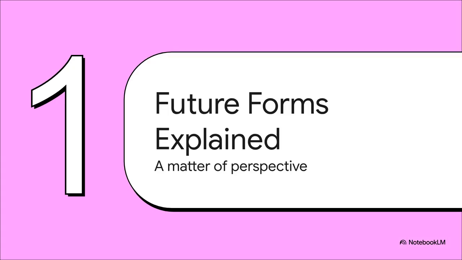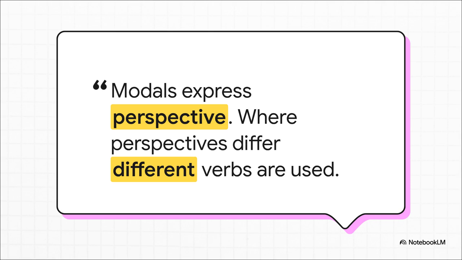Section 1. English future forms explained. Our expert from the Learn English team, Peter M., points out something absolutely crucial here. He says, modals are used to express perspective. Where perspectives differ, different modal verbs are used. Basically, our grammar choices depend heavily on how we view a situation. Two people can talk about the exact same future event, but use completely different tenses, just because the perspective is different. One person might see an event as a solid, unchangeable fact, while someone else sees it as a spontaneous guess. It's not about objective reality, guys. It's about the speaker's intention.